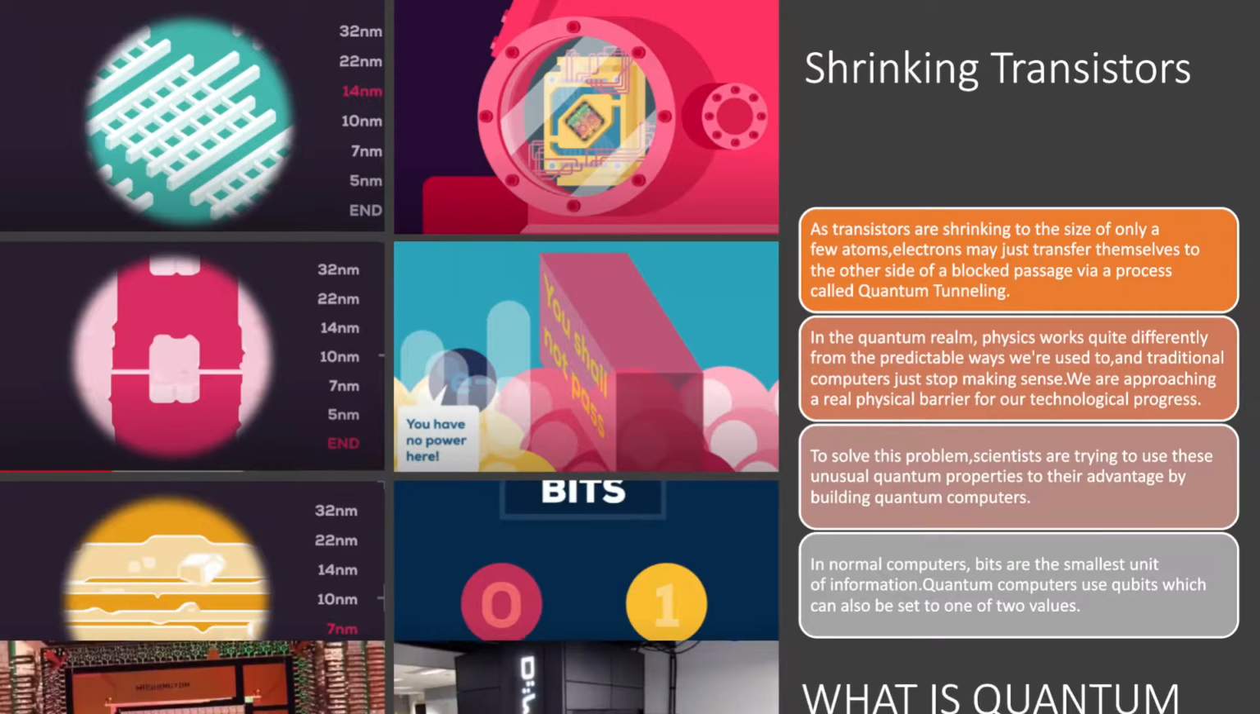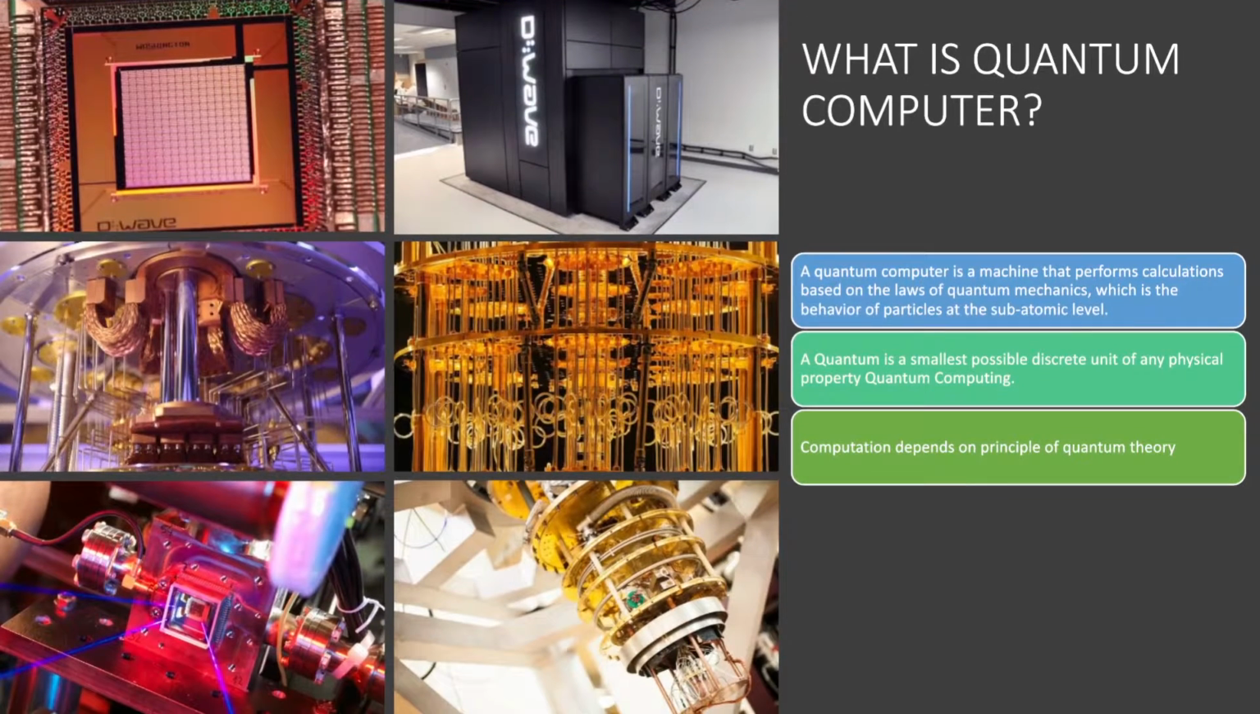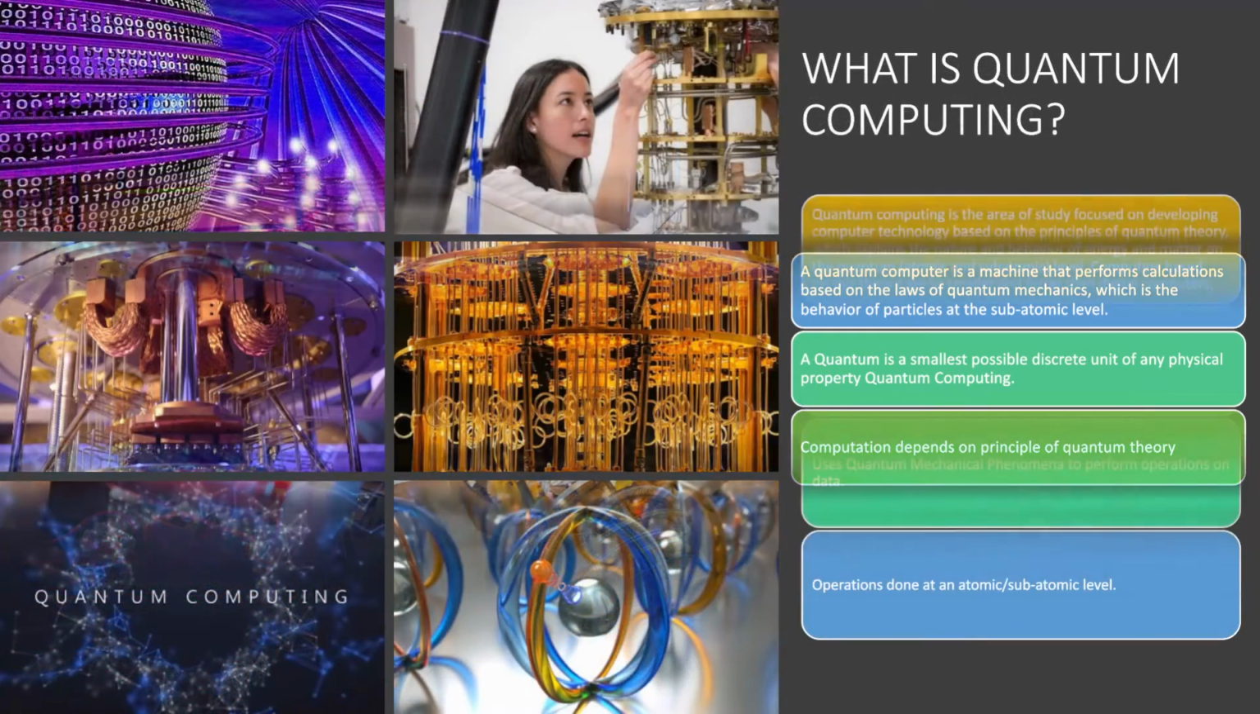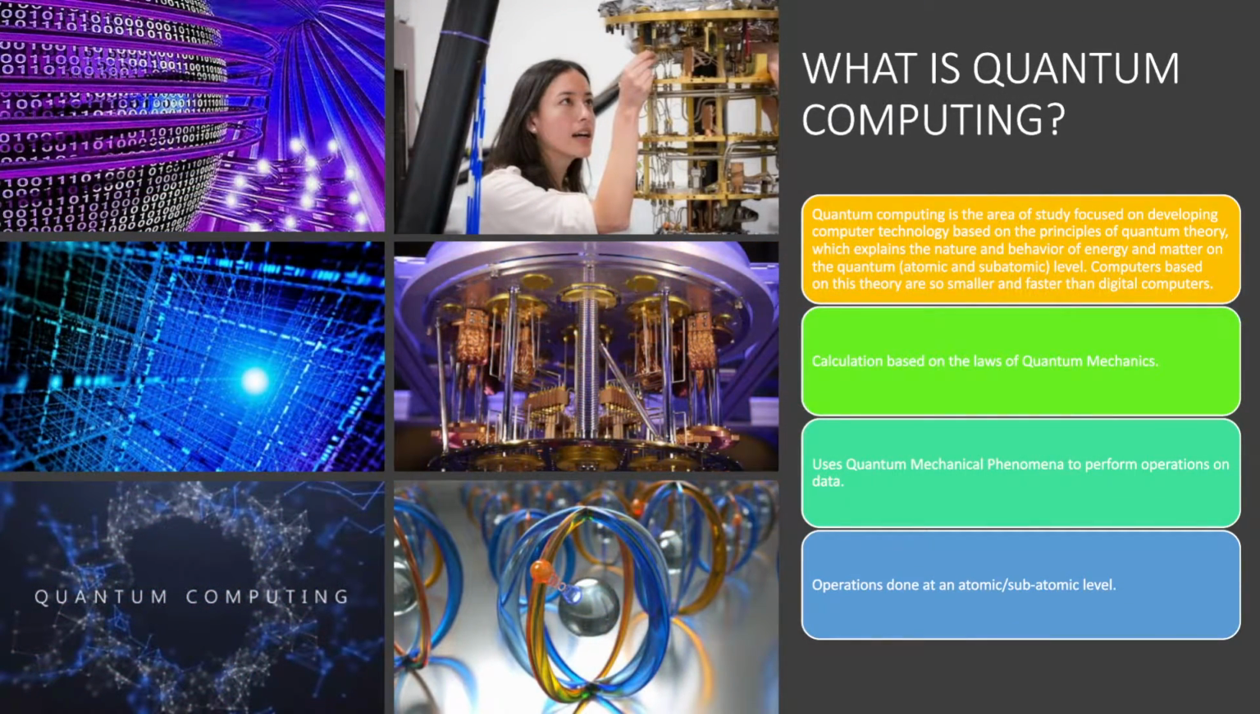So, now, what is a quantum computer? A quantum computer is a machine that performs calculations based on the laws of quantum mechanics, which is the basic behavior of particles at subatomic levels. A quantum is the smallest possible discrete unit of any physical property. In quantum computing, computation depends on the principles of quantum theory. Now, what is quantum computing?